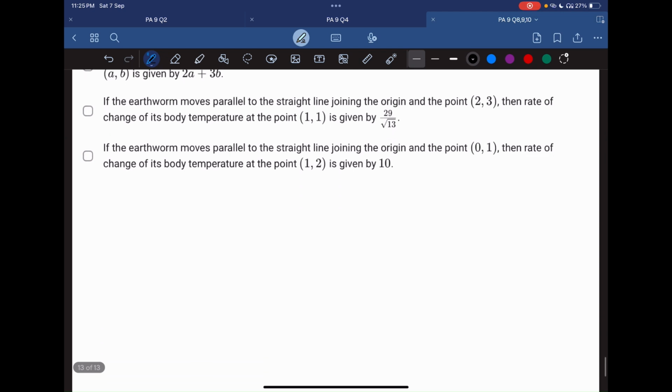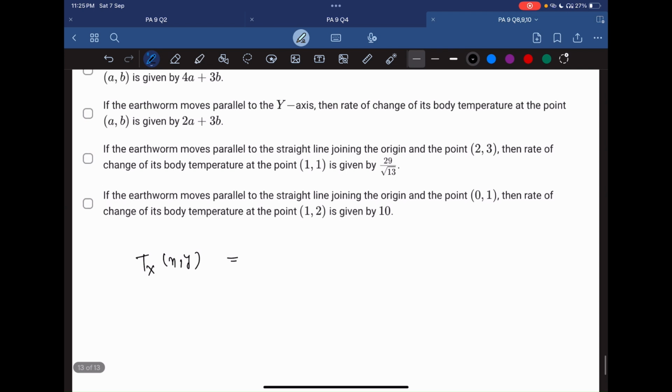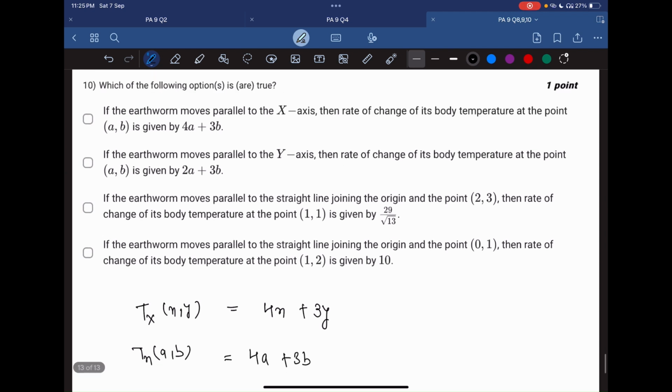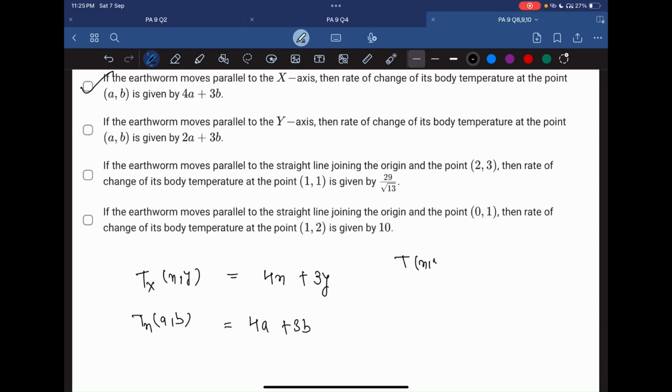the partial derivative, or let's write it as T_x, is nothing but 4x plus 3y. So that was the partial derivative with respect to x for the function T, and at any point A comma B, it would be just 4A plus 3B. So that means option one is correct. Our function was 2x square plus 3xy plus y square, just for reference.